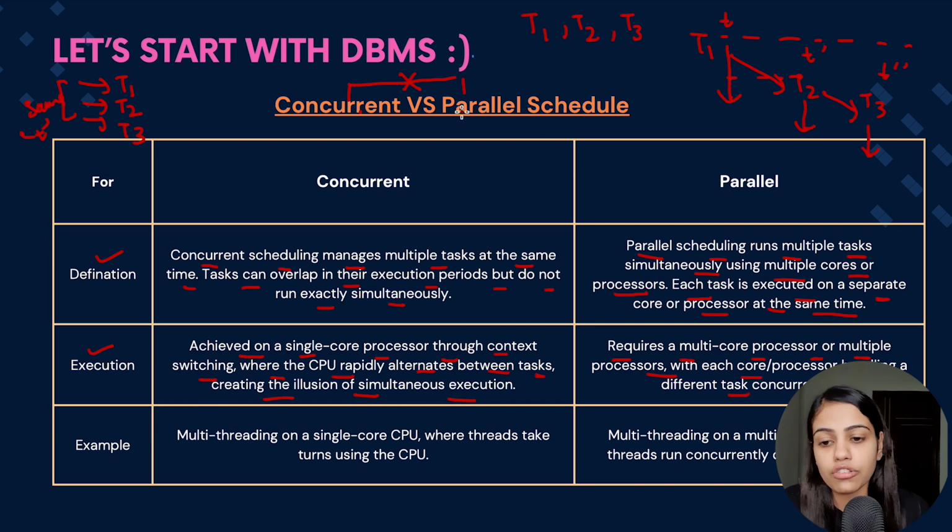But parallel execution requires a multi-core processor or multiple processors, with each core handling a different task. So all three cores will be handling different tasks, and all three cores will run at the same time. The transactions run on different cores, and each core handles a different set of tasks.